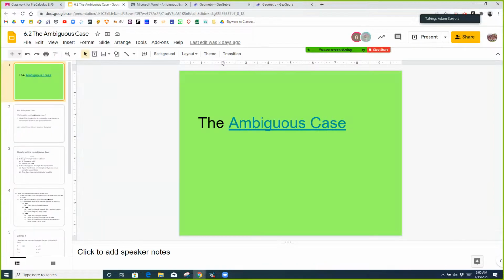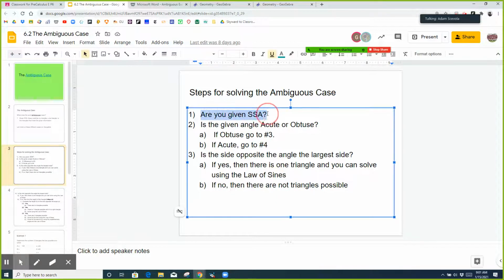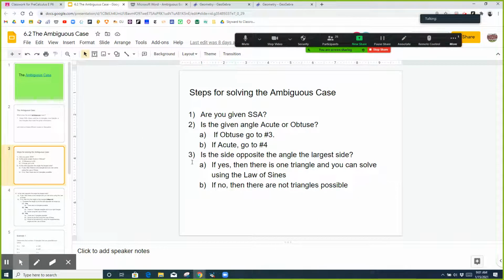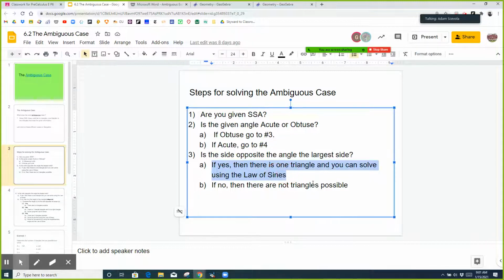Okay. So with the ambiguous case, steps for solving, and you'll have this for you later. Are you given SSA? If you're given SSA, decide if the given angle is obtuse or acute. We just looked at it, it's obtuse. So when it's obtuse, is the side opposite the given angle a larger side? If yes, then you can solve it, there's one triangle, and use the law of sines. If no, then you just say it's not possible. You can't solve it.